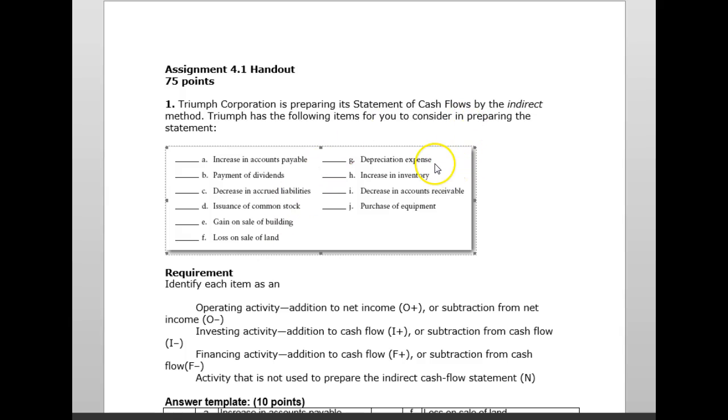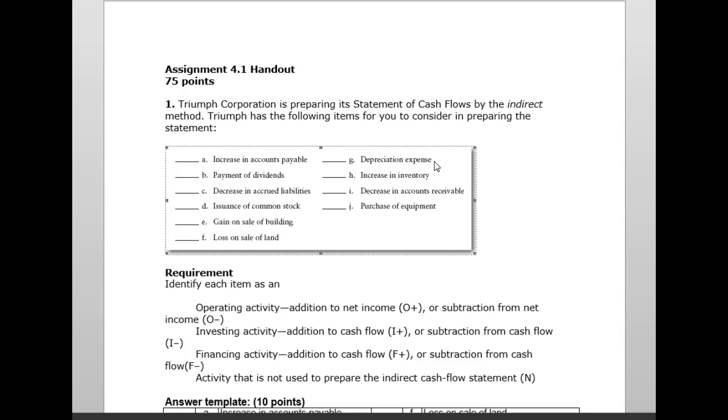And the depreciation expense is really kind of self-explanatory. It's a paper loss. So it doesn't really have anything to do with cash. It will have a lot to do with net income and how much taxes we pay. But it doesn't have an actual effect on cash flow. So that has to be added back in under operating activities.